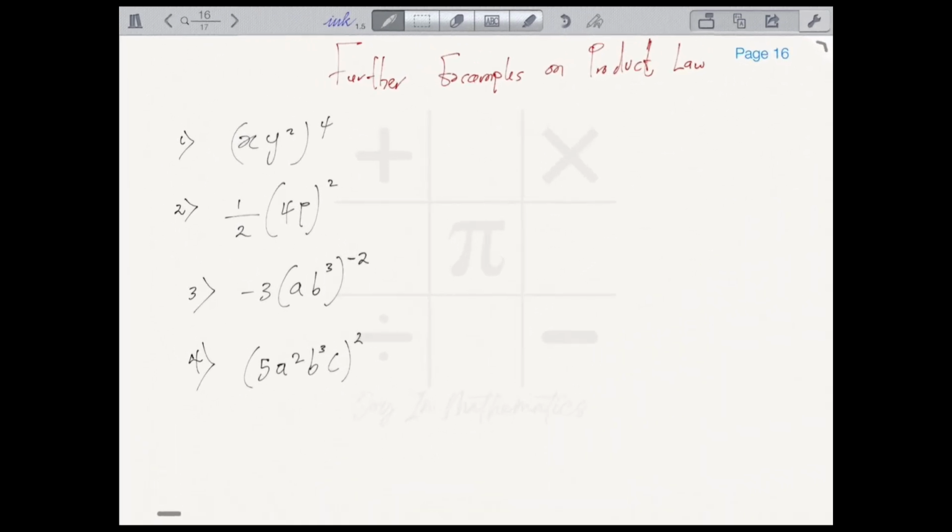We understood from the product law that (a^x)^y is equal to a^(xy). Also, alternatively, (ab)^x can be written as a^x multiplied by b^x. So the product law applies for terms inside the bracket raised to an expression of power.